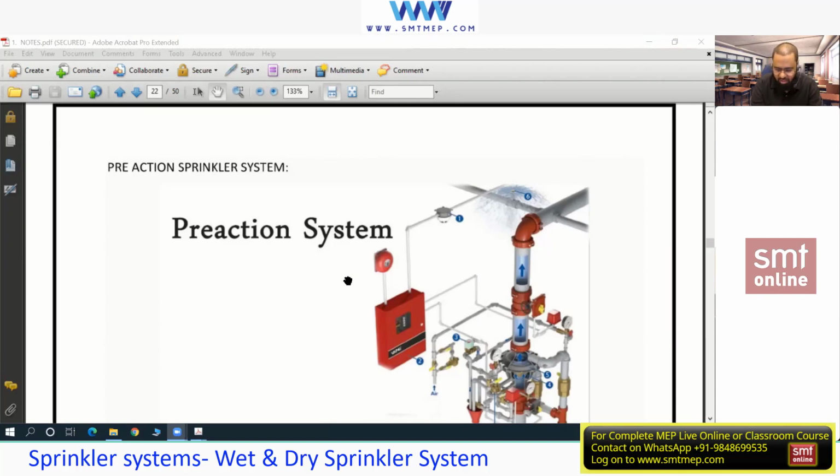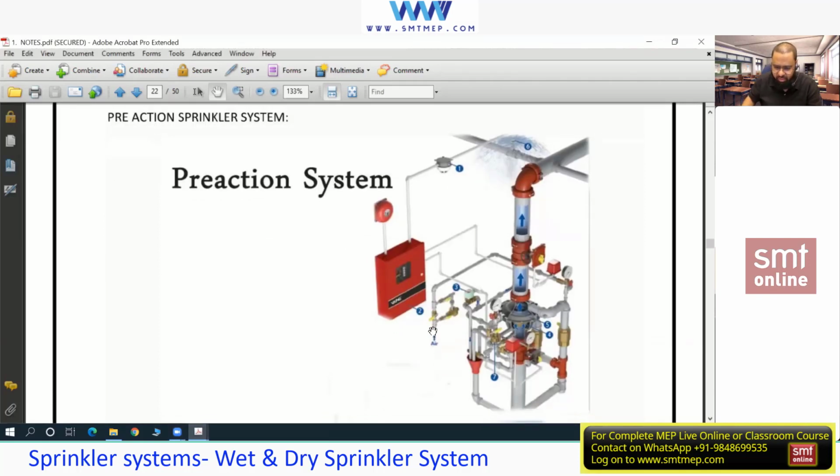Just visualize this, you'll get all this. To visualize, I'm using some images also, and don't worry, for this system also I'll show you how to overcome this issue. In case the sprinkler is damaged accidentally, what happens? Unnecessarily the alarm will activate, the supply of water will occur, that area gets affected, and we cannot use that area. So a lot of issues. To avoid this, we can use pre-action.